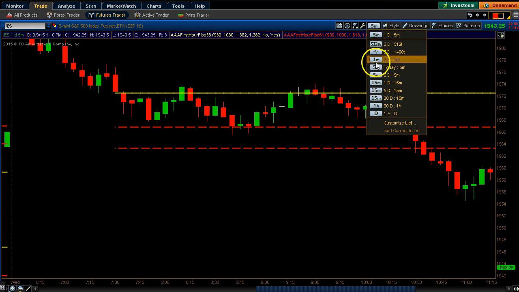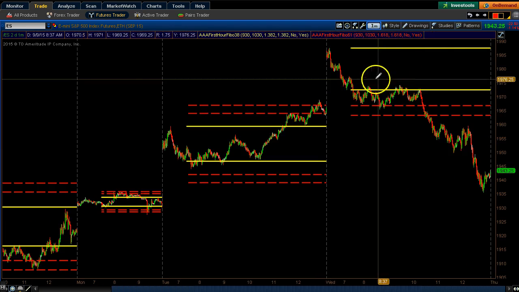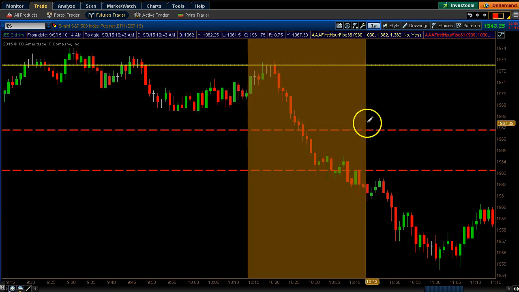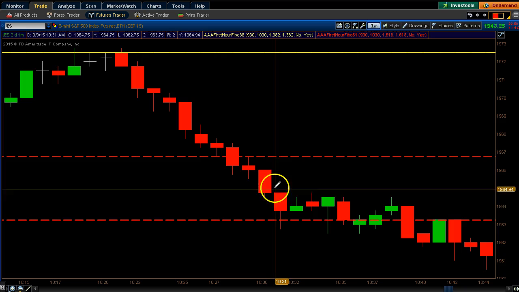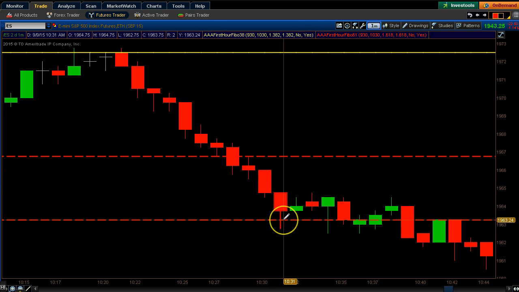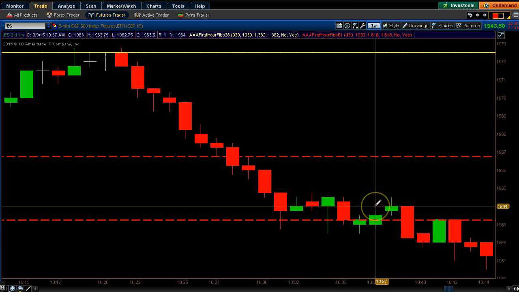I'll show you on the 1 minute chart so you can see it on the smaller time frame of how it acts as support. Come back down. Again, all these things are the very first touch only. Multiple touches, I don't like to play. It's only the very first touch.